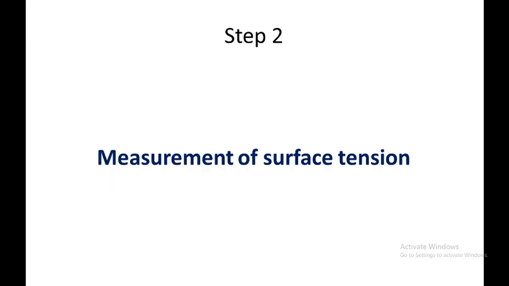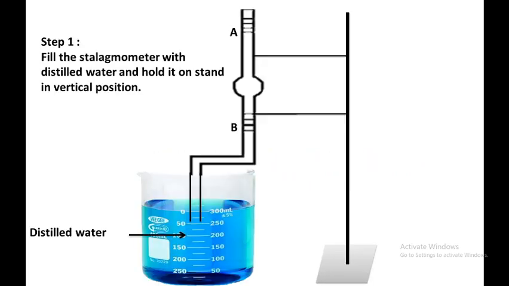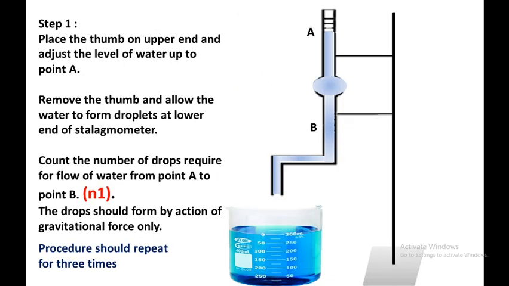Next, the second step, the measurement of surface tension using the stalagmometer. First, please ensure that the stalagmometer is completely dry. Then fix the stalagmometer in a vertical position using the stand and suck the water into the stalagmometer using the pipette sucker up to point A, which is represented on the stalagmometer scale. Next, place the thumb on the upper end of the stalagmometer and adjust the level of water up to mark A. Then remove the thumb and allow the water to form droplets.